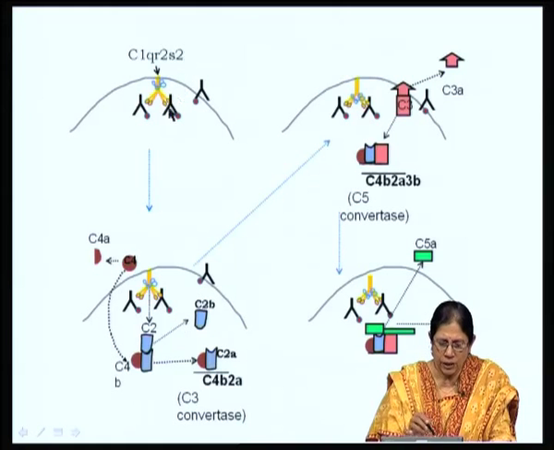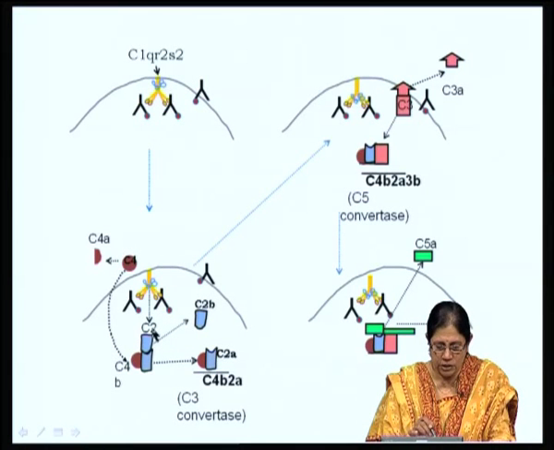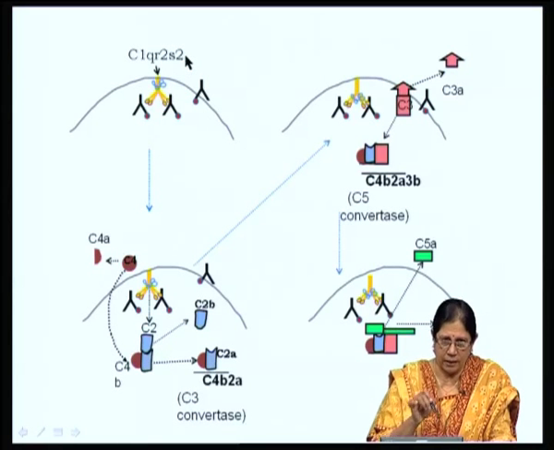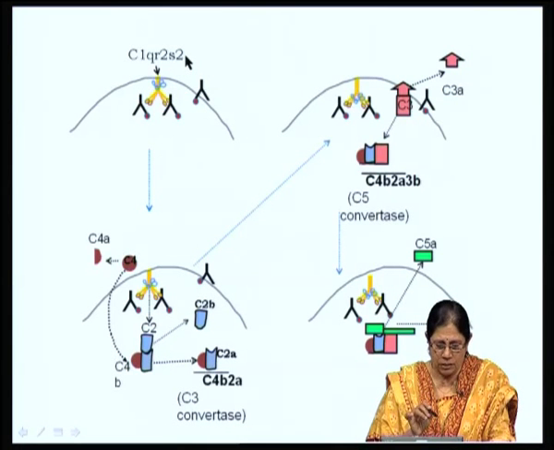Now, S2 recruits yet another component, which is C2. C2 is cleaved by S2 again. I told you S2 has two substrates, C4 and C2. Now, C2 gets cleaved to two fragments again, C2b and C2a.